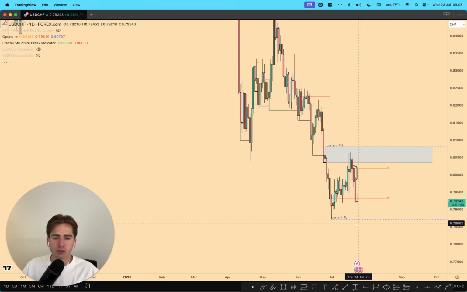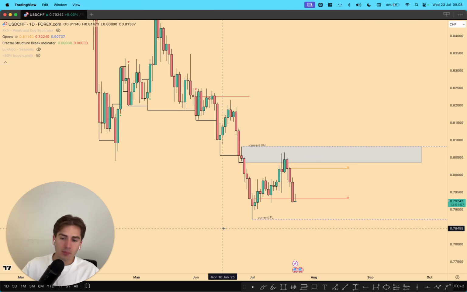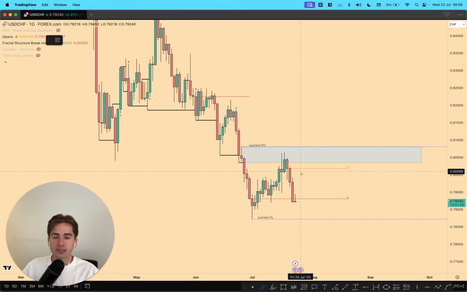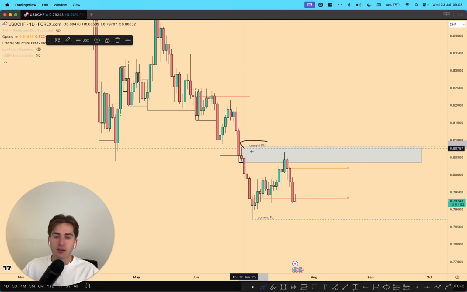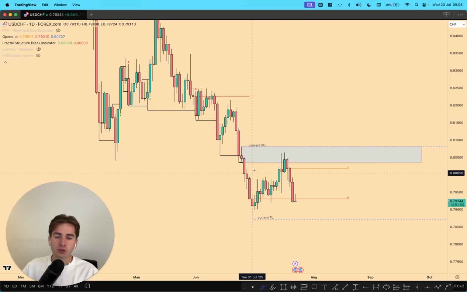This is absolutely beautiful price action. I've been discussing this for the last few days since the beginning of the week, so I hope some of you are in. Daily fractal high, daily fractal low, fractal structure is bearish. This is a daily imbalance. Retrace into the daily imbalance and then just trade the overall daily momentum.